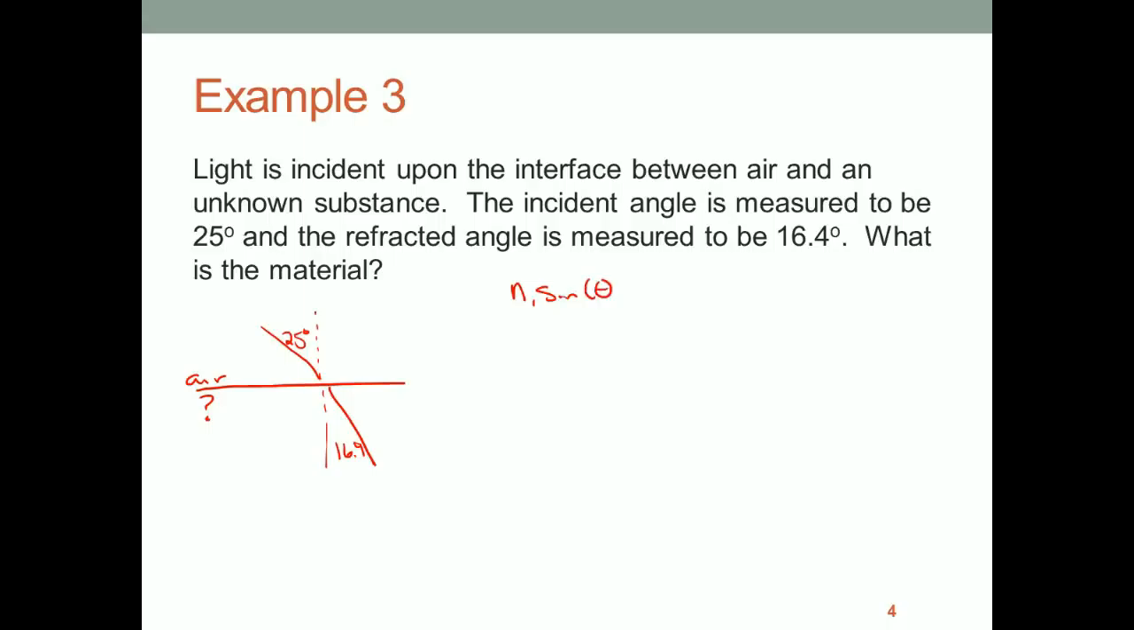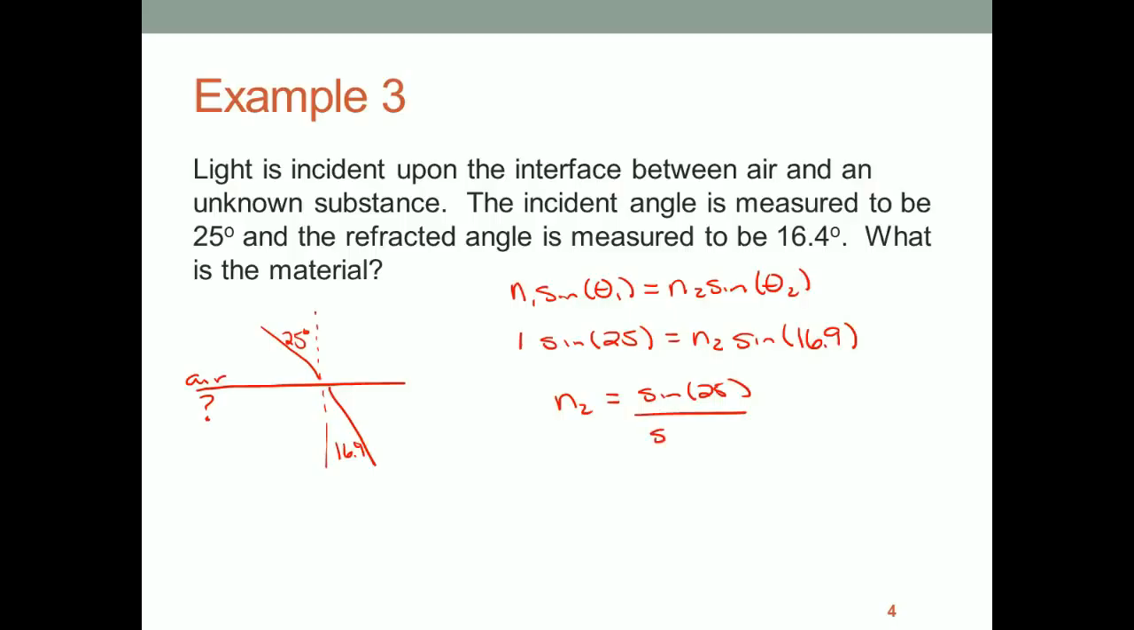As with the last example, I use Snell's law, n1 sine theta 1 equals n2 sine theta 2. Index of air is 1. Multiply that by the sine of 25 degrees. Index 2 is what I don't know, so that's what I want to find. And I multiply that by the sine of 16.9 degrees. Therefore, n2 is the sine of 25 degrees divided by the sine of 16.9 degrees.